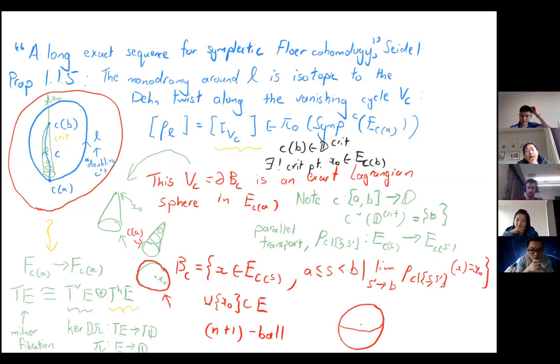So this is, if we go on the homology class, this will be the Picard-Lefschetz formula. Here it is on the actual sphere. The monodromy means the Dehn twist.